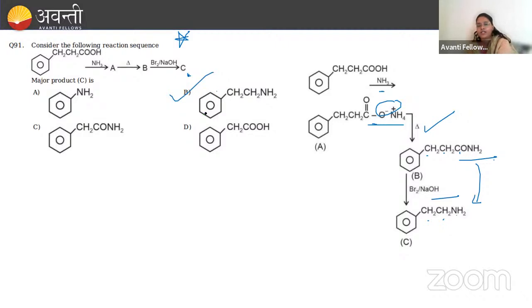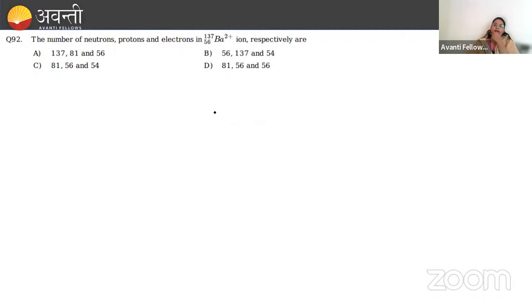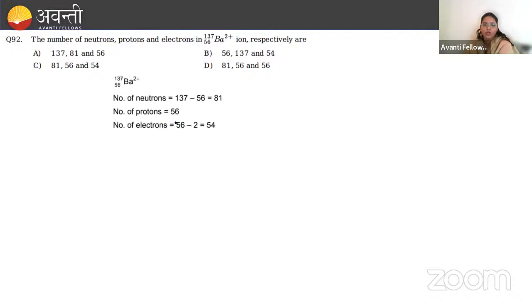बहुत simple सा reaction था, बहुत अच्छा question था ये. हाँ, yeah. Next question. Yes, this is very, very easy. Neutron, proton and electron. कितने होंगे बताओ? How many neutron, proton and electron will be there in this molecule? So I will show you the answer. Yes, 81, 56 and 54. So our answer is option C. Next problem.